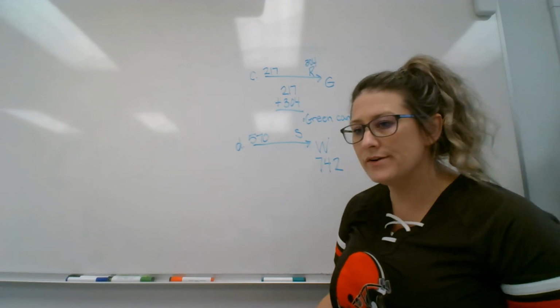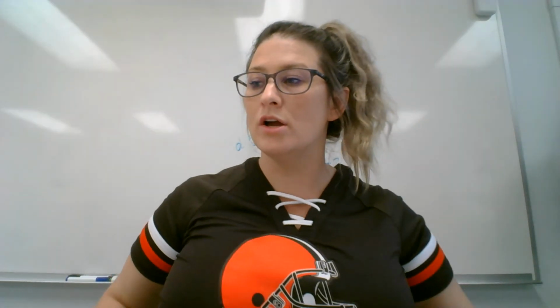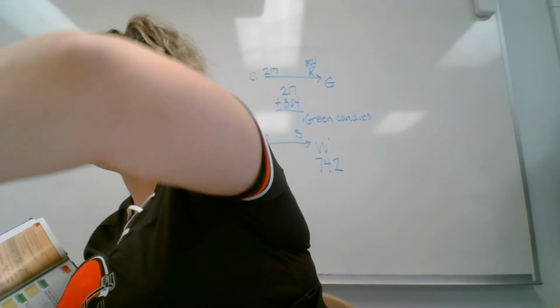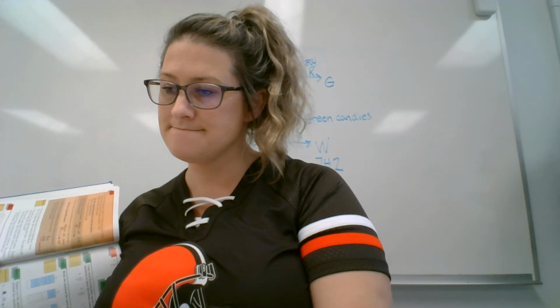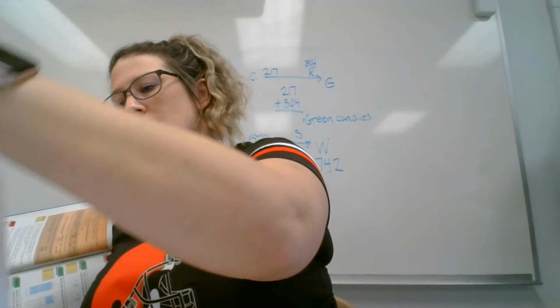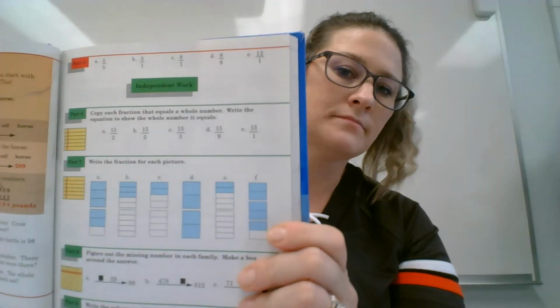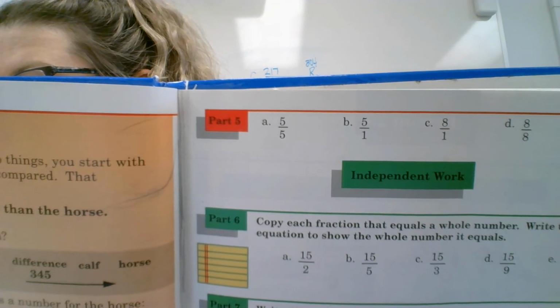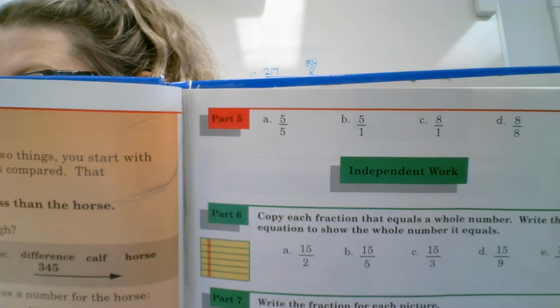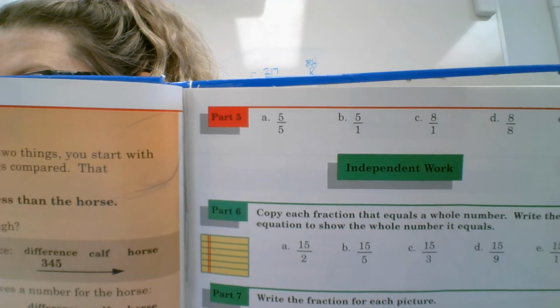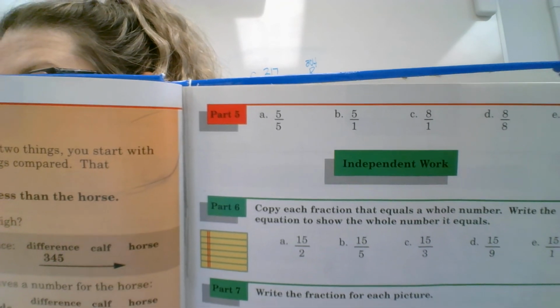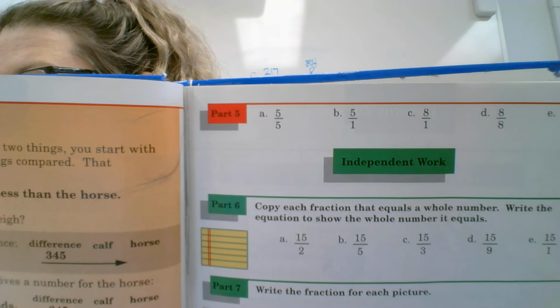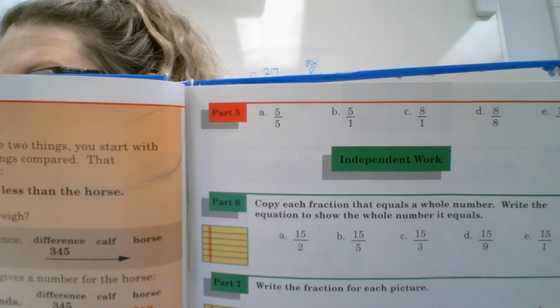All right, we are going to go ahead and skip part 4 in your textbook and move right on to part 5. Part 5. These are fractions. Some of them equal a whole number and some of them don't. Remember, if the bottom number is 1, the fraction equals the top number. You'll never get confused if you start with the bottom number.